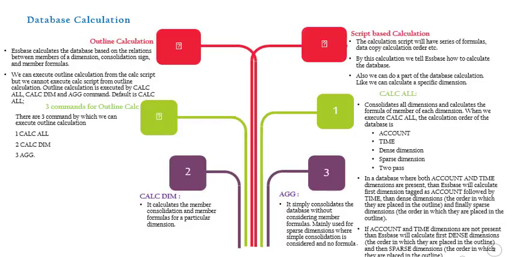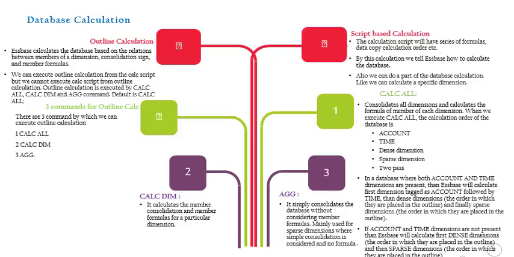Calcdim calculates the member consolidation and member formulas for a particular dimension. Aggregate simply consolidates the database without considering member formulas. It is mainly used for sparse dimensions where simple consolidation is considered and there is no formula.